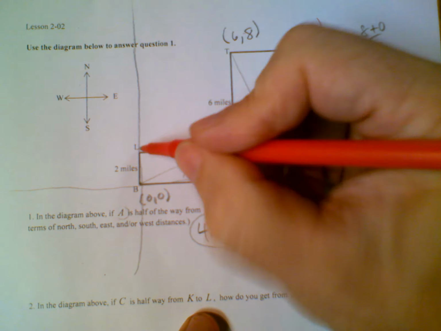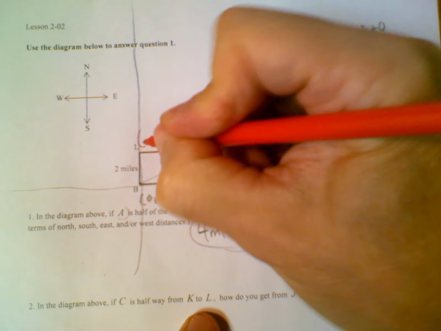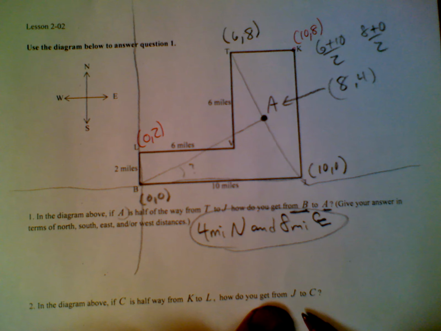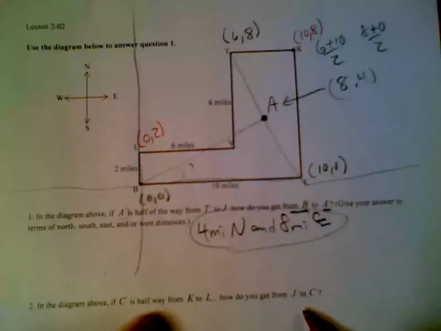Right? So there's K. And where's L? L is here. It's 2 miles above the origin. So 0, 2. How do you get from J to C? Oh, wait a minute. C is halfway from K to L. I haven't even found C yet, from K to L.